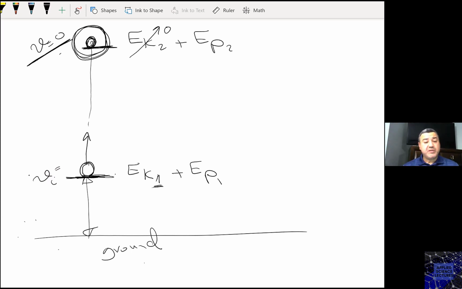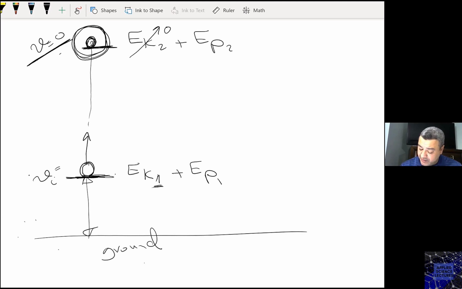Right at this point, the potential energy will be maximum. So when the ball leaves this position and goes up, the kinetic energy will start to decrease. The potential energy will start to increase till it reaches this point where the kinetic energy becomes 0 and the potential energy becomes maximum. Okay?